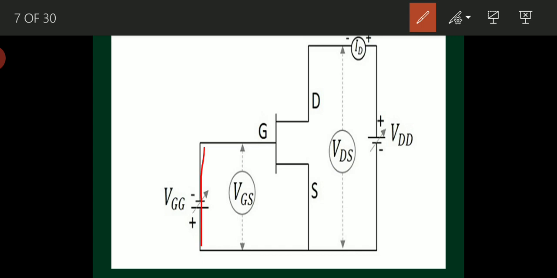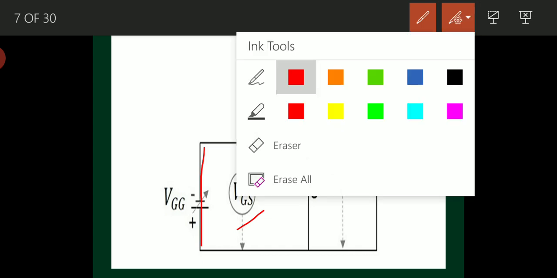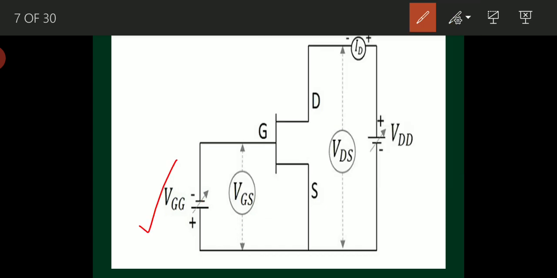And the second condition is, if I give some negative voltage to VGS, means like this. And the third condition is, if I give a positive supply to VGS, means this terminal becomes positive and this becomes negative. So let us take these three conditions. So case 1, VGS equal to 0. VGS equal to 0 means I am making VGG short circuited.